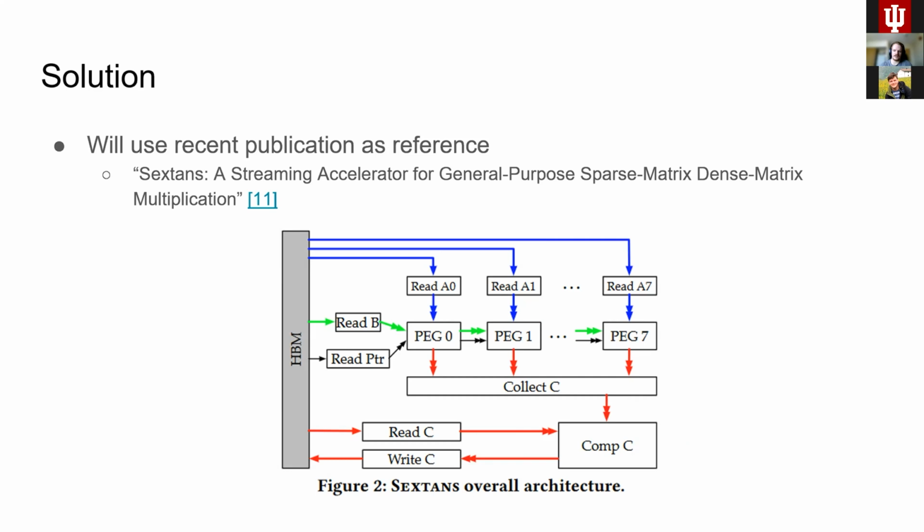And I would think that even just implementing the sparse matrix multiplication will be a challenge, but more likely to be doable within 3 weeks. So that's kind of the idea that I have for the project.